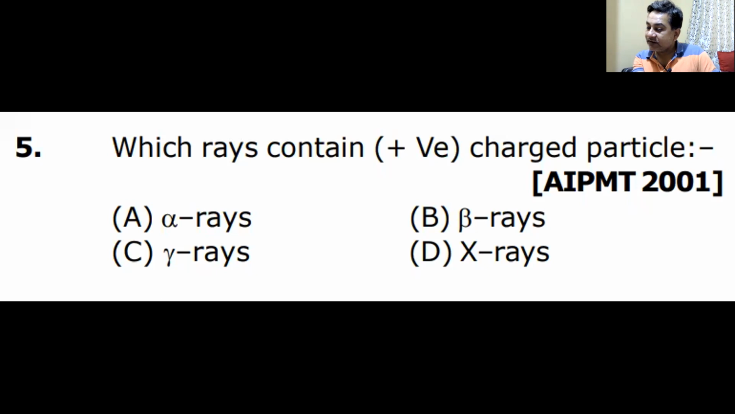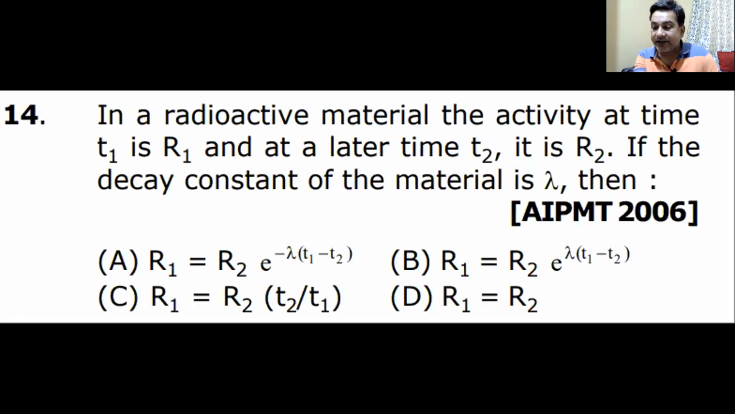Now this question, sir, because we did not do activity, so probably you would not have done this question. This is coming on your screen right now. Let's see who does this. In a radioactive material, the activity at time T1 is R1 and at a later time T2 is R2. This is how the questions are framed. This is how the questions are going to come. If the decay constant of the material is lambda, then question number 14.